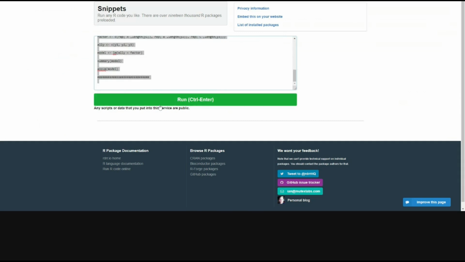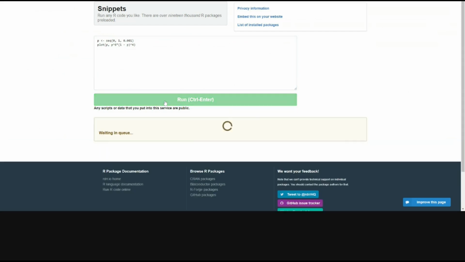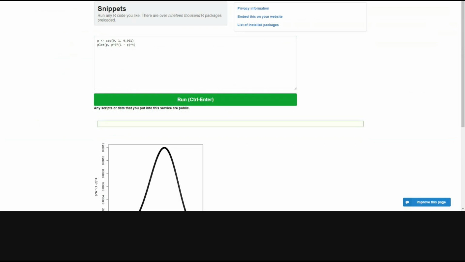I'm trying to document every piece of code that I have ever used in class. The first thing we ever did was to teach you how to do a simple plot of any kind of density. You set up a sequence of numbers. So this just means P is the vector of values that starts from 0 and goes to 1. The step size is 0.001. That's it.